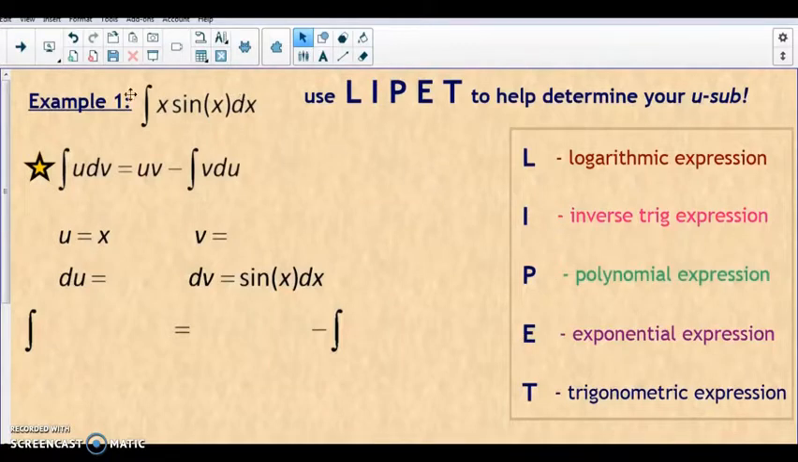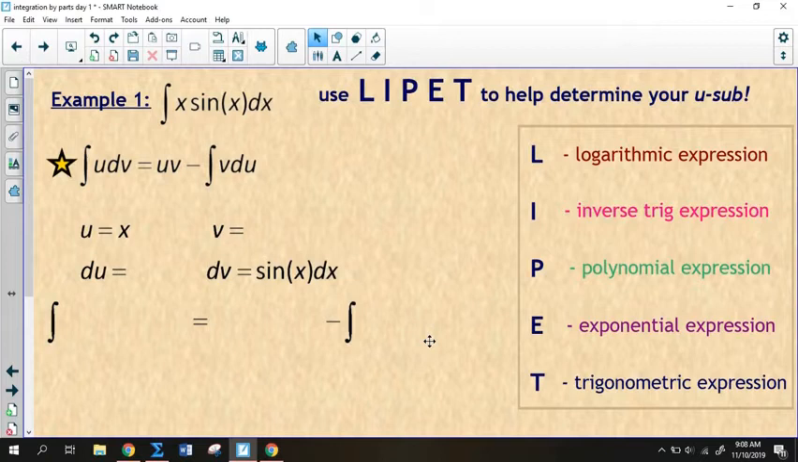sub. So in this problem over here, I have a polynomial and a trig expression. So the polynomial expression, p comes before t, so p is my u substitution. So my u is x, and therefore what's left over is my dv. So for my next step, I have to integrate the dv and differentiate the u. Okay, so let's go ahead and actually solve this problem.